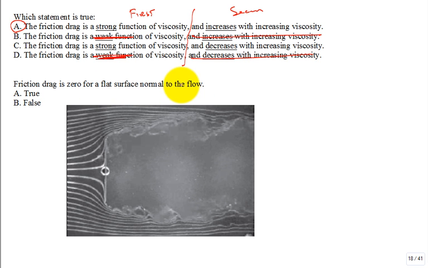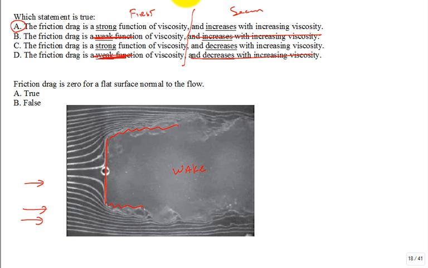Okay. The friction drag is 0 for a flat plate normal to the flow. This is out of the textbook. They have an illustration. They take a plate and put it in the flow field. The flow is coming this way. The flat plate is not parallel, but perpendicular or normal to the flow. That's where it separates, and you have a huge wake region behind the plate. True or false? We'll take a clicker question on that.